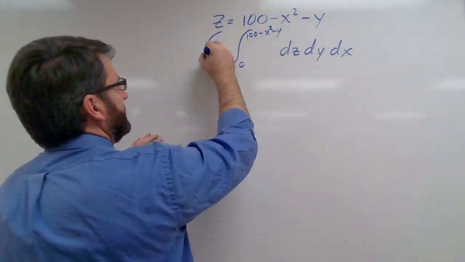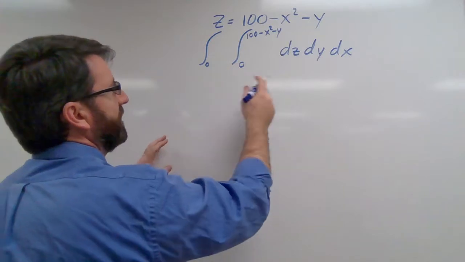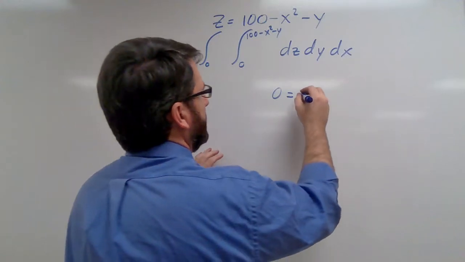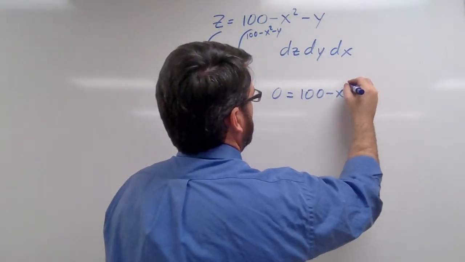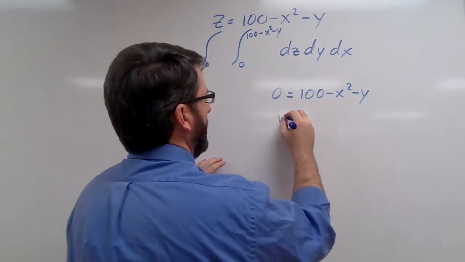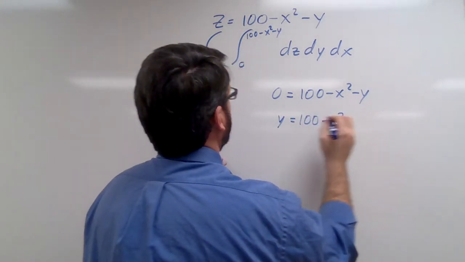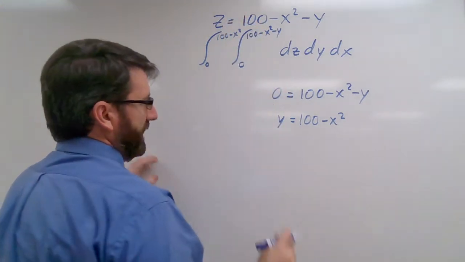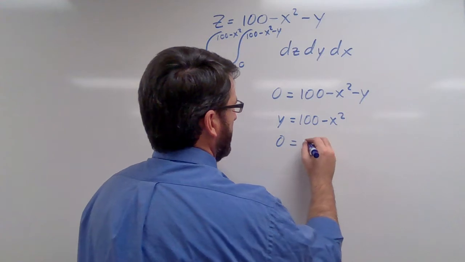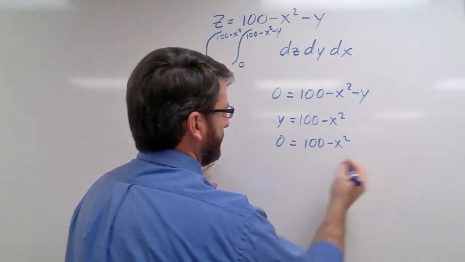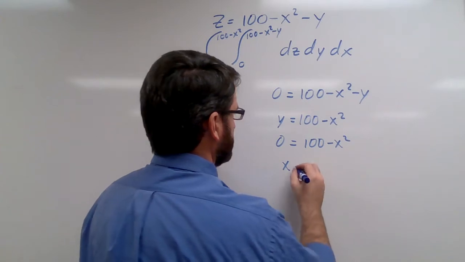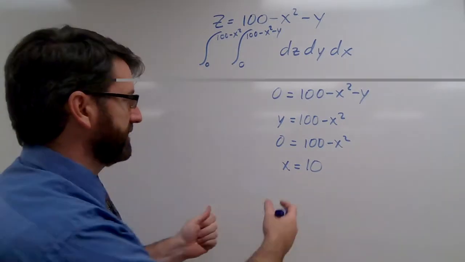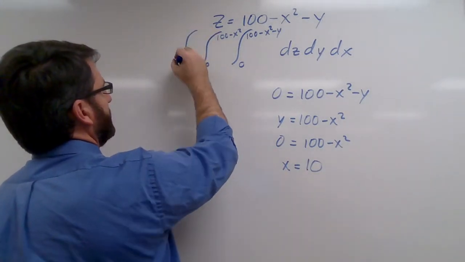And then for this next integral, again, we're going from 0 to, what we want to do is plug in 0 for z and then solve for y. And so we're going to get y equals 100 minus x squared. That's going to be our limit of integration here. And then if we plug in 0 for y and solve for x, we get that x squared equals 100, so x equals 10. Plus or minus 10, but we're in the first octant, so this is going to be positive 10. So here we're going from 0 to 10.